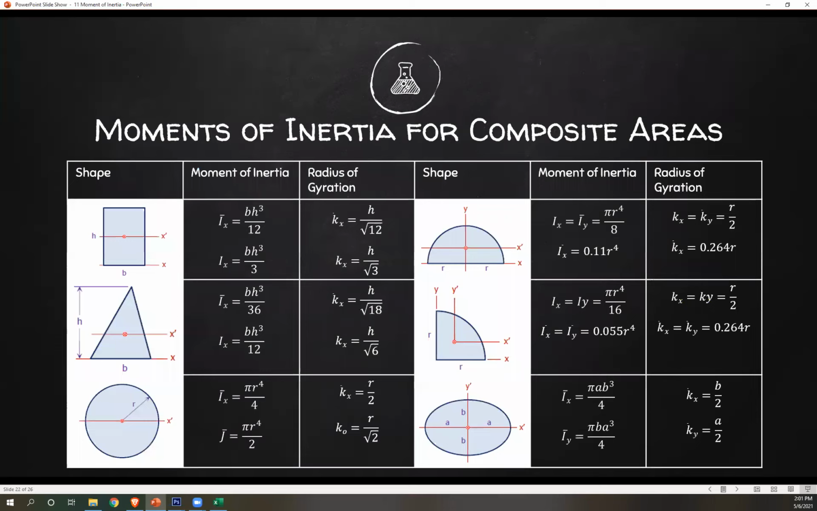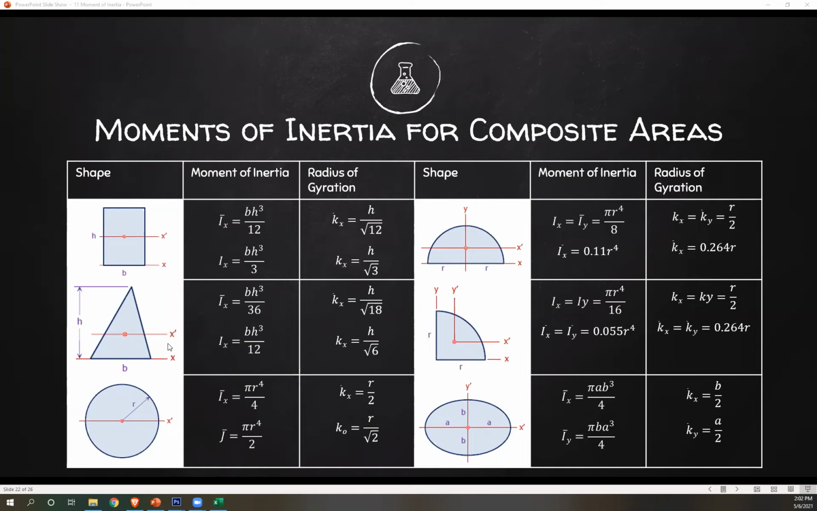So here are our equations, moment of inertia and radius of gyration for simple or common shapes. First is your rectangle. We already solved for this. Ix bar, the centroidal moment of inertia, is bh cubed over 12. Then about its base, your x, it's just bh cubed over 3. Radius of gyration, kx, is h over square root of 12 about the centroidal axis, and h over square root of 3 about the base. So take note here, x is your reference axis, x prime is a centroidal axis.